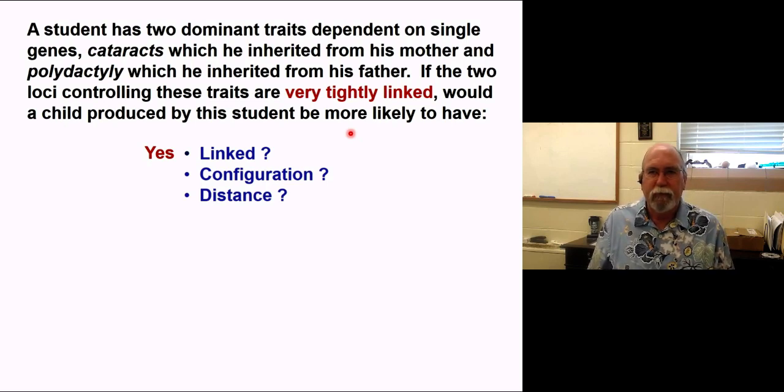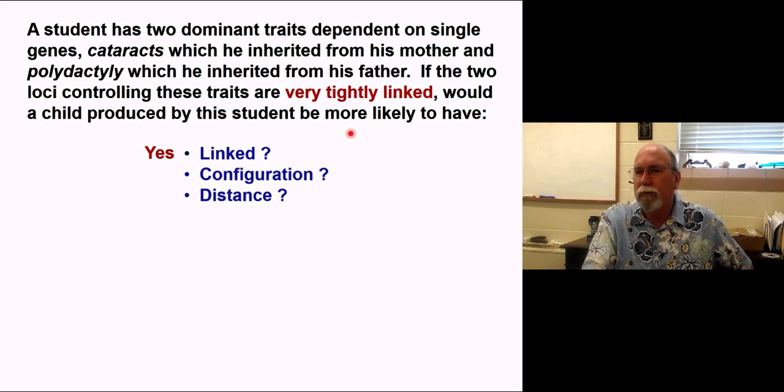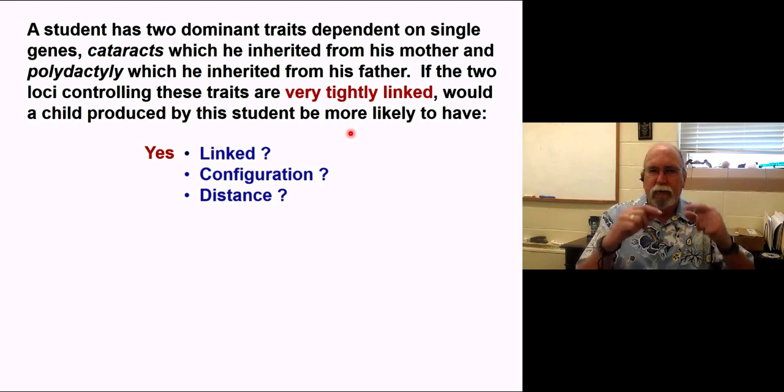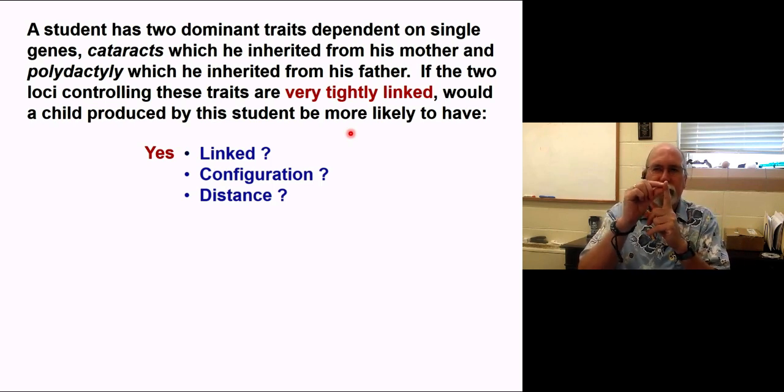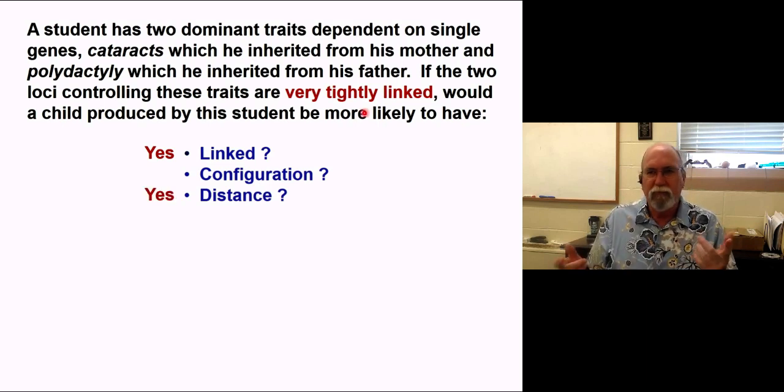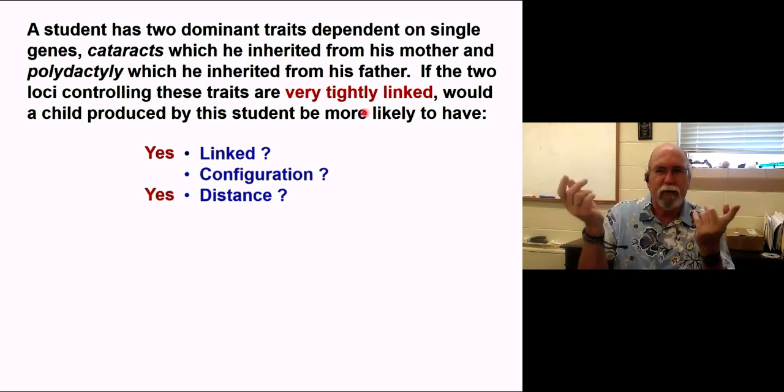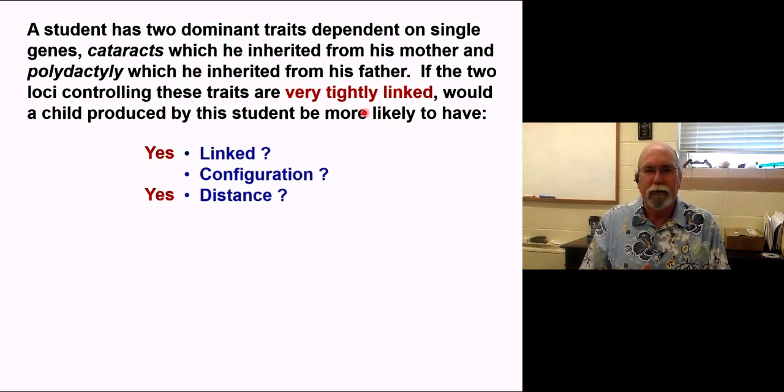All right, configuration, well, we don't know that yet, but one thing we do know from those 3 words right there is very tightly. What that's telling me is they're really, really close together, or there's something preventing them from having any type of crossover and recombination. So as far as distance, yeah, they're tightly linked. They're so close that we don't have to worry about there being a distance effect. So just from those 3 words, we've answered 2 of the major parts of this question. That only leaves one part.